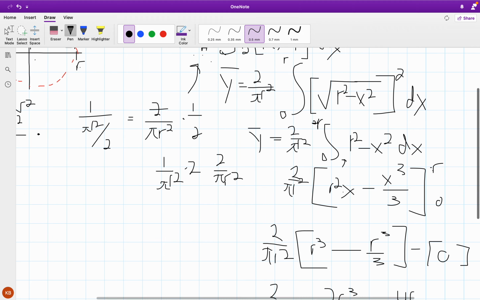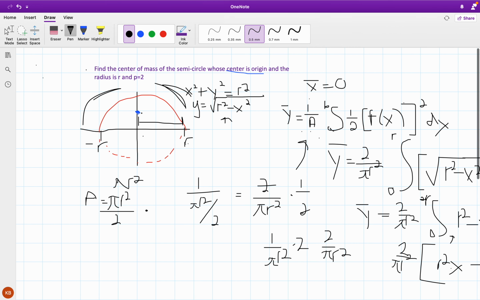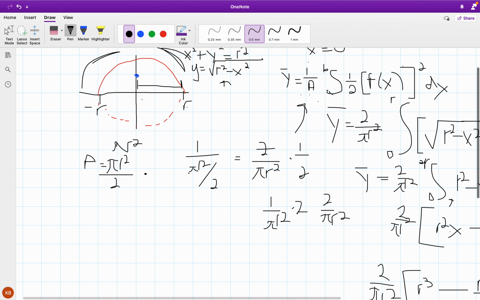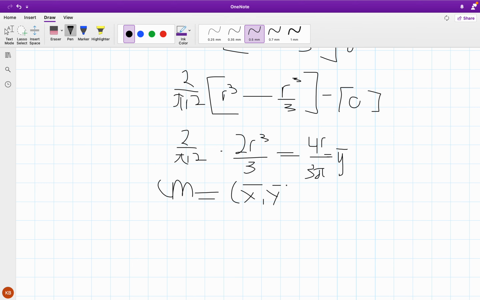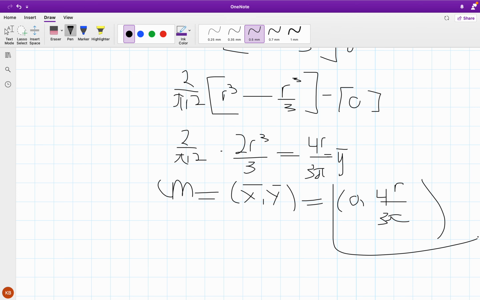And keep in mind that x is 0 because the center is at the origin, which means the center of mass is going to stay on the y-axis, as we visually drew it here. So the center of mass is going to have the coordinates 0 and 4r over 3 pi. And this is the center of mass and our answer.